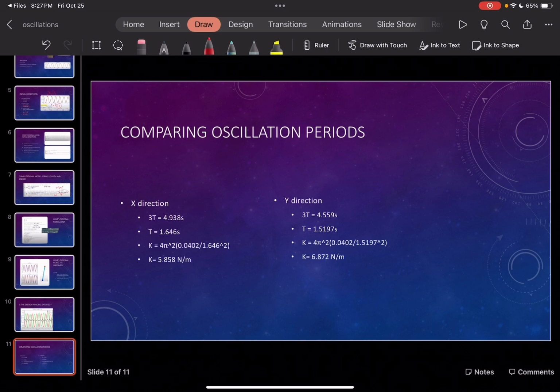And we do the same thing in the y direction. We just change our period as our period changes in the y direction, and we do the same thing. We find our overall k here. And we can see that k is going to be equal to 6.872 newton meters.